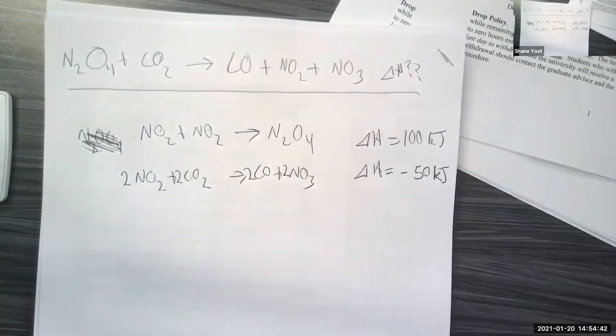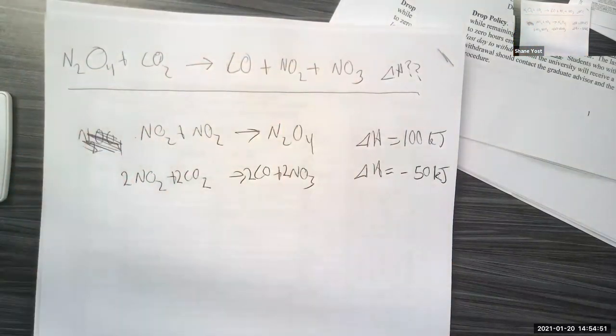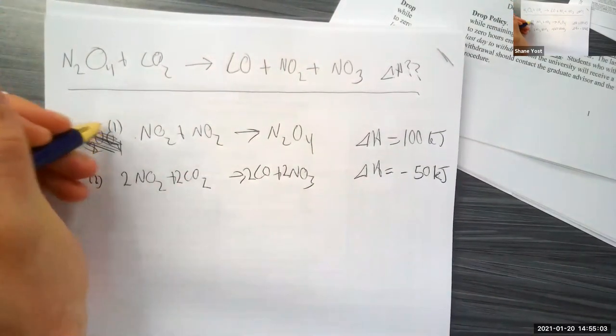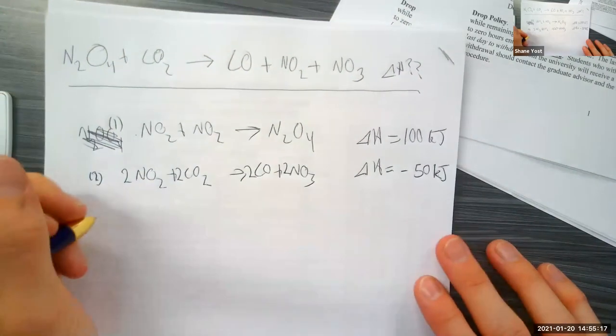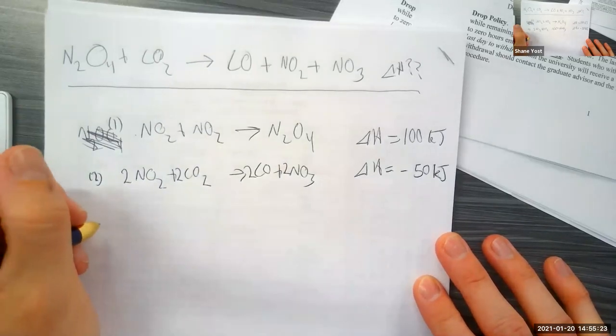To solve this problem, the first thing we need to think about is how I can construct this first reaction from my individual reactions down below. So I'll call this reaction one and this reaction two. For reaction one, do I need to do anything to it in order to sum it up with reaction two to get my final overall chemical reaction? Yeah, I need to flip it.